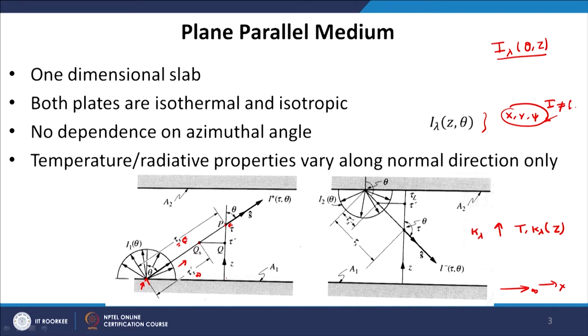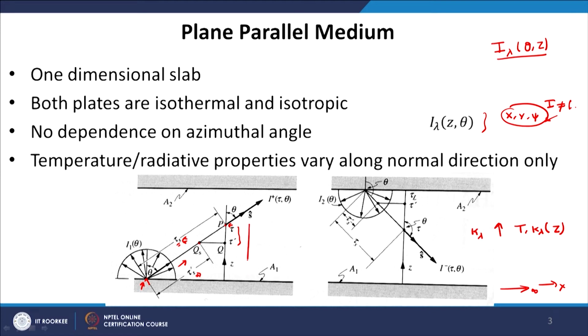Now, along the normal direction we have a coordinate system tau and tau prime. So, tau is basically the optical distance of P from the plate, the vertical optical distance from the plate.